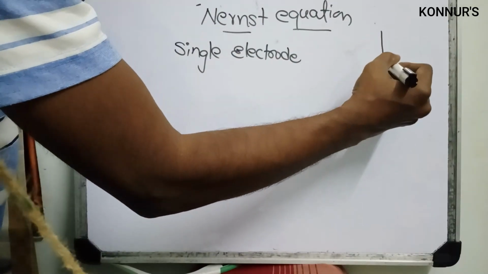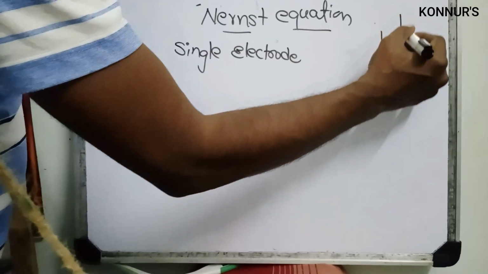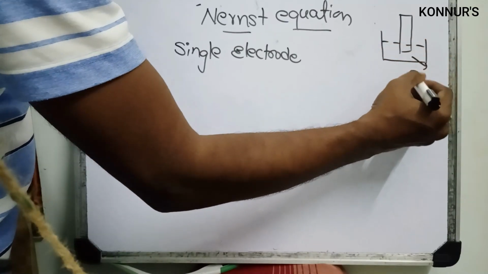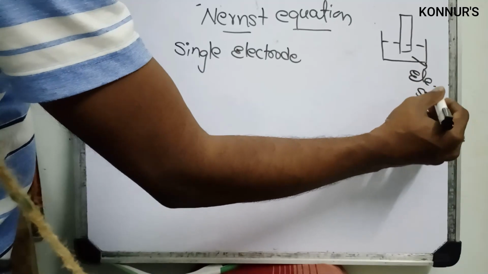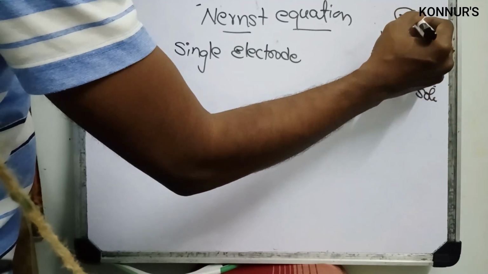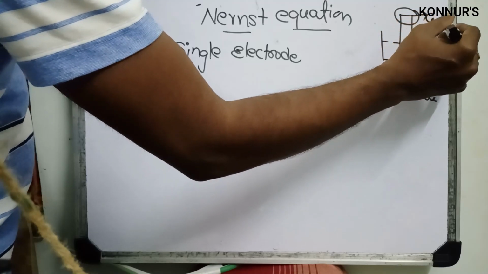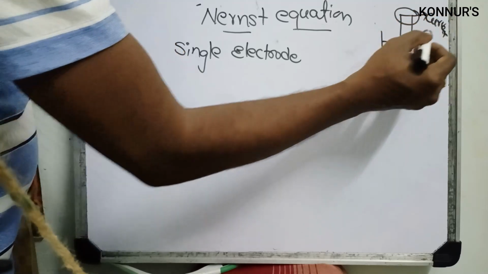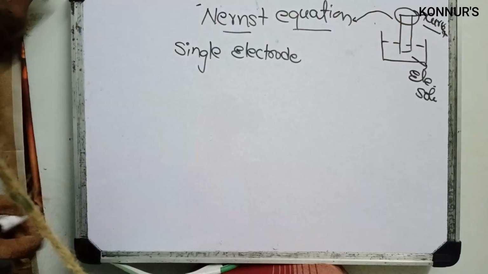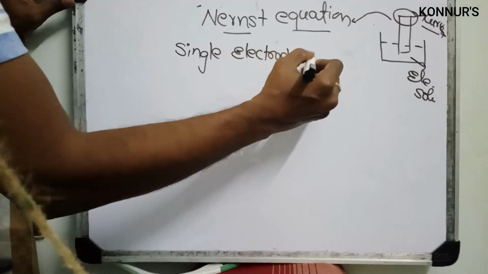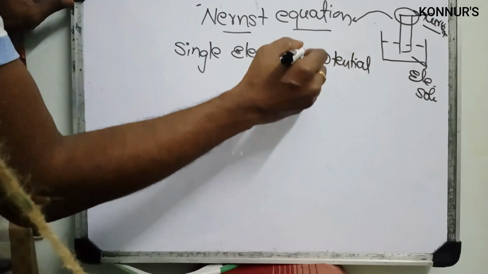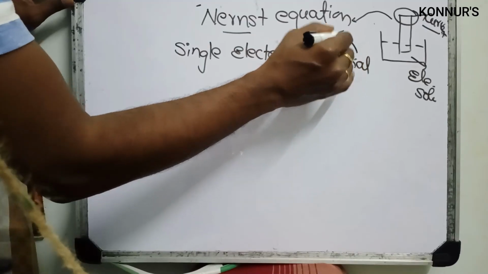Already we discussed: you take an electrolytic solution, and it is dipped with a conducting rod. Then what happens? Some current is generated on the surface. This current is mathematically explained by the Nernst equation. So single electrode potential is explained by the Nernst equation.